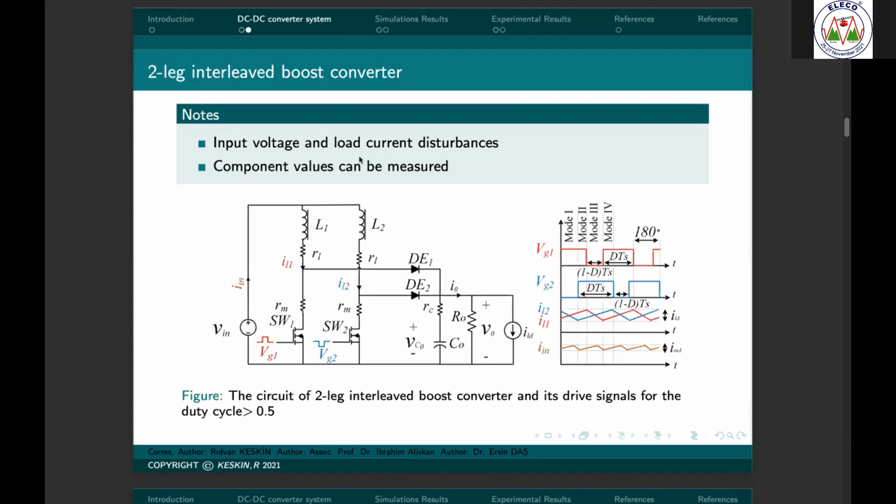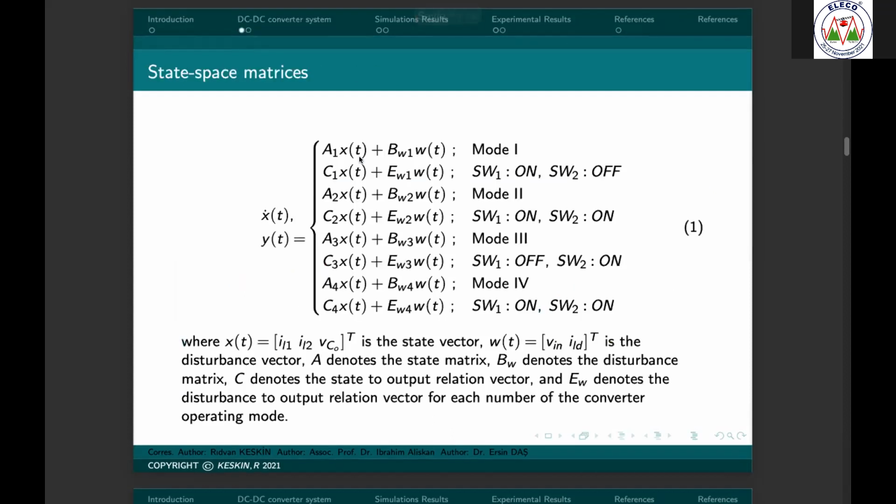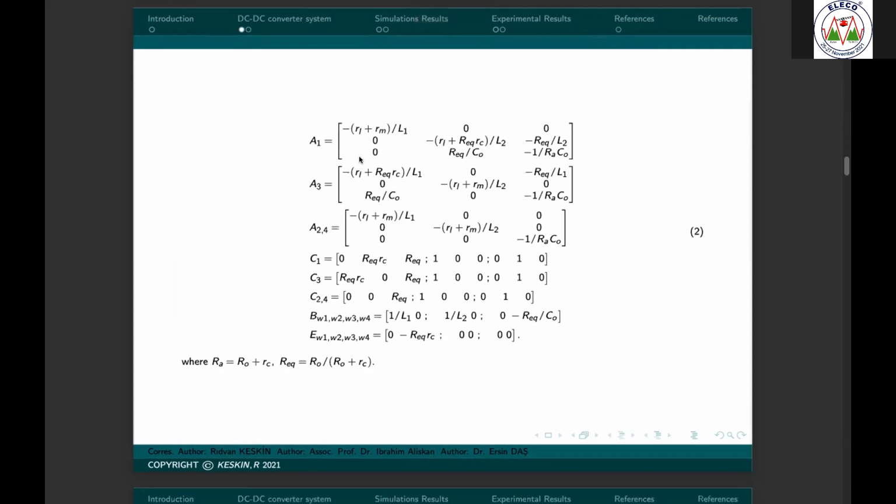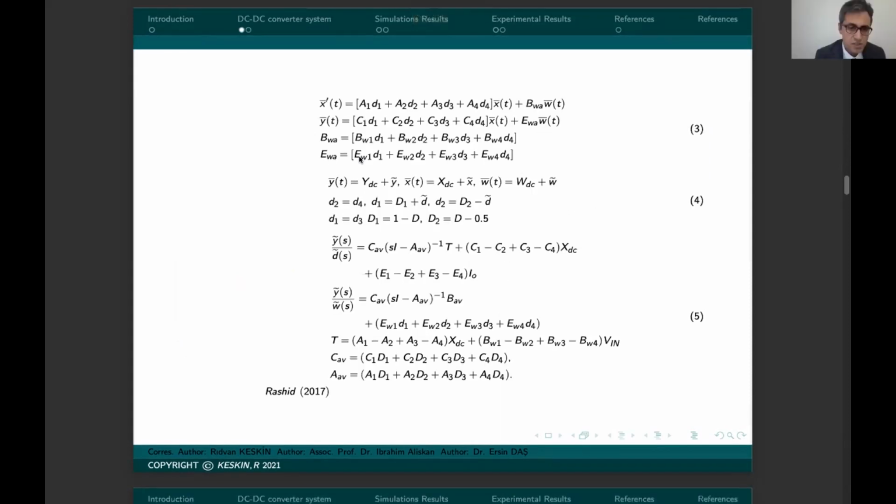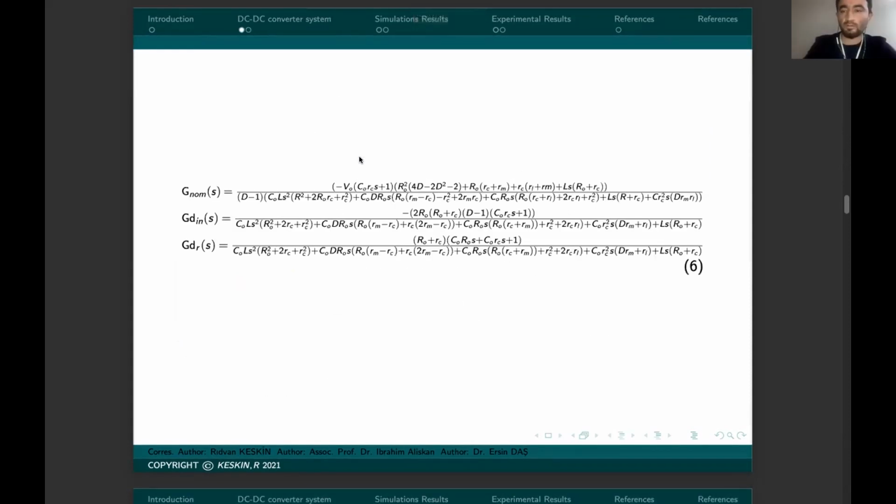For the next slides, please show me rapidly. I will have some questions. The next slide, the next one, the next. Yes, for example, G nominal. What is the G nominal? The relation between the duty cycle and output voltage? Okay, PWM signals to output voltage. Very good. It will be nice to show this part also for GD in and GDR. Also, you can show that.